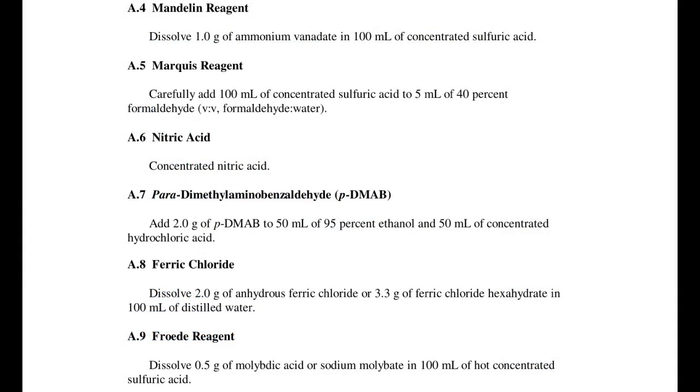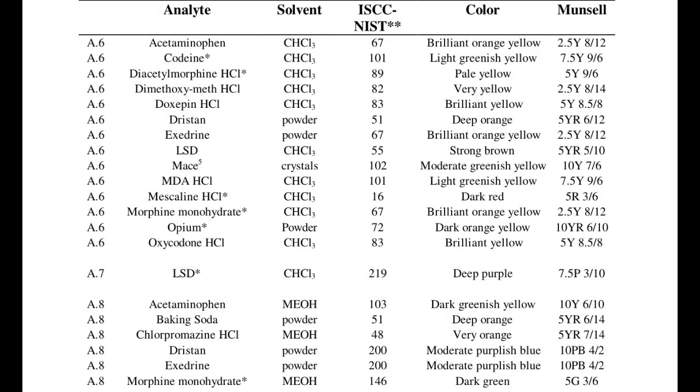Another extremely simple reagent test is made by dissolving 2 grams of anhydrous ferric chloride or 3.3 grams of ferric chloride hexahydrate in 100 mils of water. That's it. Apparently, it has some usefulness in detecting morphine and chlorpromazine, aka thorazine. This is good because thorazine is an absolutely horrible drug. God.